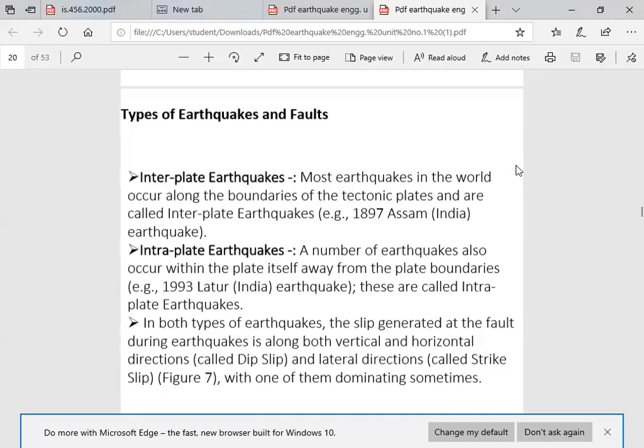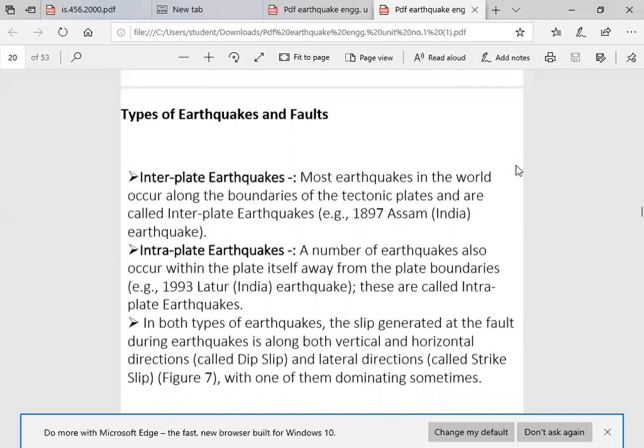And what is the intraplate earthquake? A number of earthquakes also occur within the plate itself and away from the plate boundaries. That is at the center, and it is called an intraplate earthquake, which occurs at the center of the plate. Is it okay? See the difference between intra and inter. What is inter? Inter is nothing but along the plate boundaries. And what is intra? At the center of the plate. That is the difference between these two. You should know the difference between intra and inter.